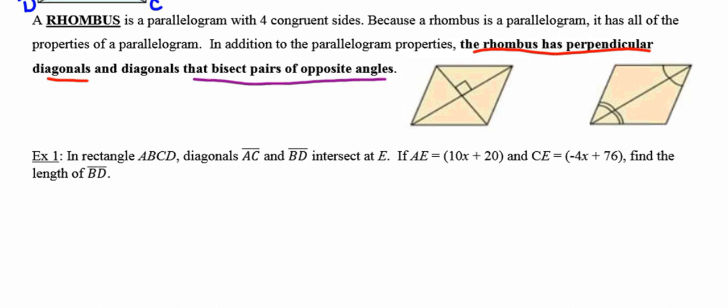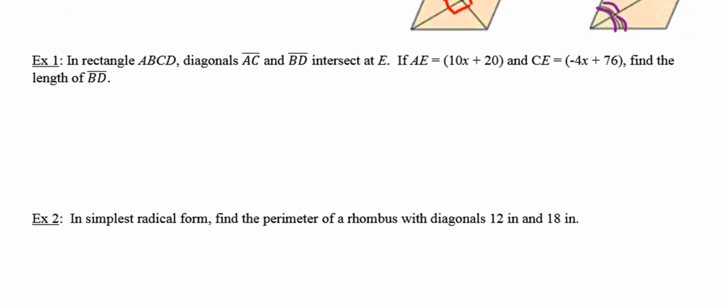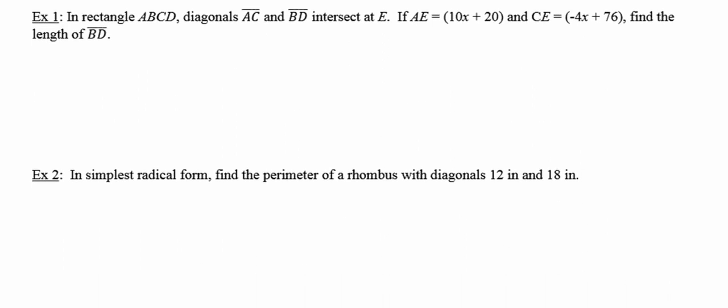So if we take a look at what that means in terms of a picture, it means that the diagonals in the rhombus are always going to form right angles. So all of the angles that are formed by the diagonals will be right angles. And because the diagonals bisect opposite angles, these 2 pairs of angles in opposite corners of the rhombus will always be congruent. All right, let's go ahead and see how we can use these new properties in solving some problems.